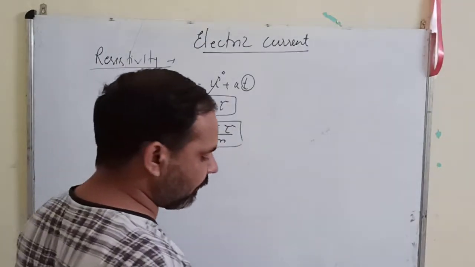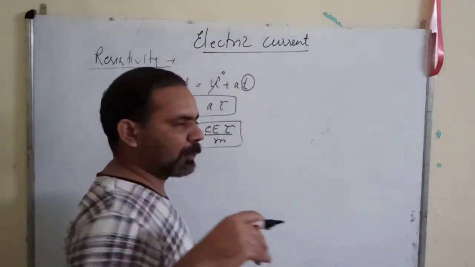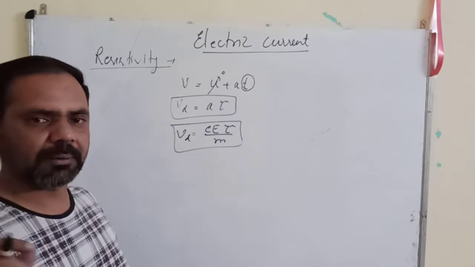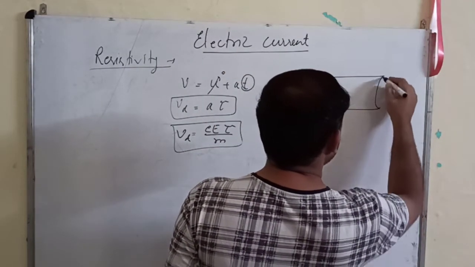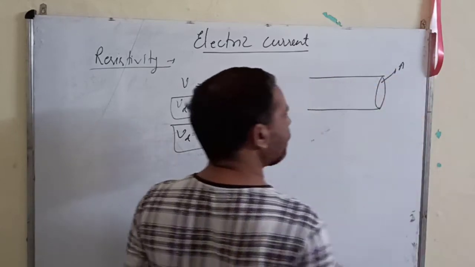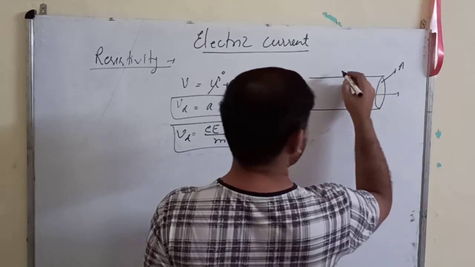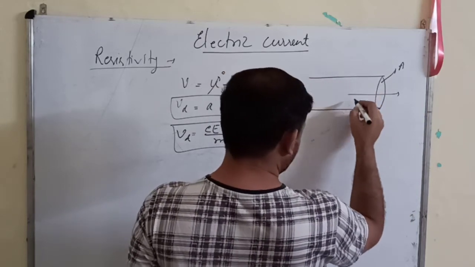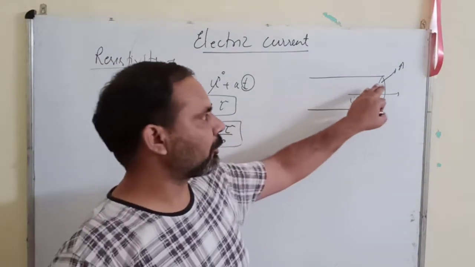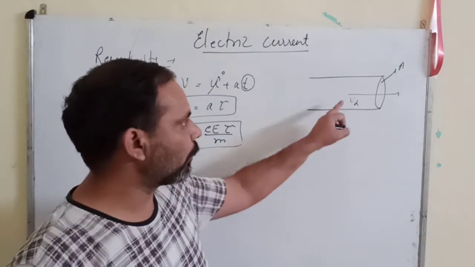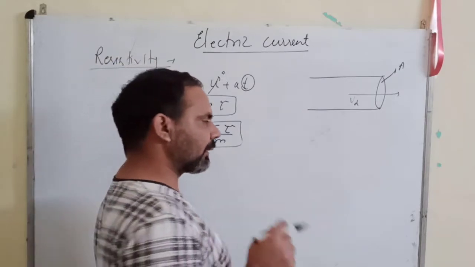Okay, this is the expression for drift velocity. Now we will find out the expression for electric current flowing through the conductor. Suppose we have a conductor with cross-sectional area A, through which the charges are flowing with a drift velocity Vd. A is the cross-sectional area of the conductor.